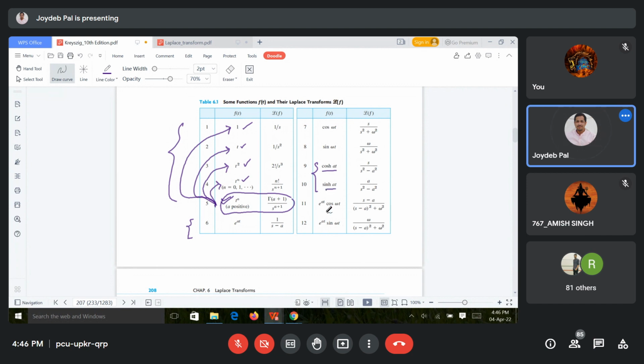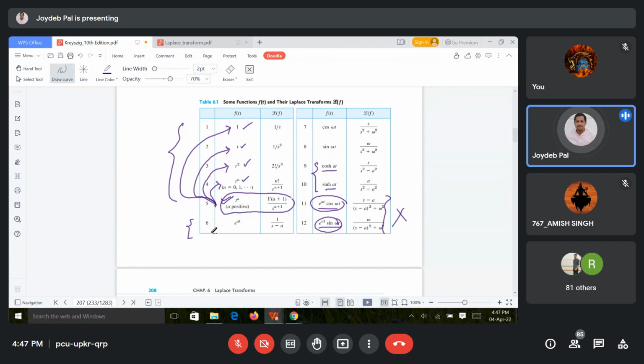Fine. And these 11 and 12, I don't recommend remembering these two, because there is a property. By using that property, you will get the Laplace transform of these two. Whenever it is a multiplication of e to the power at cos omega t or e to the power at sin omega t, you will get it by some property. I will show you. No need to remember this.